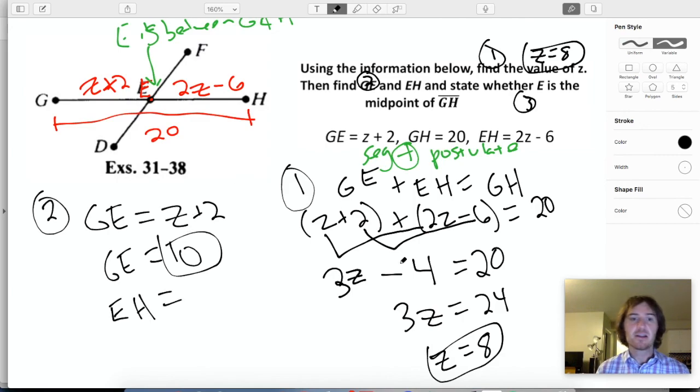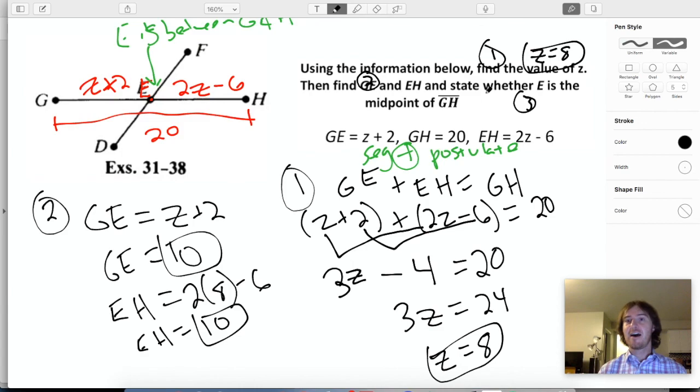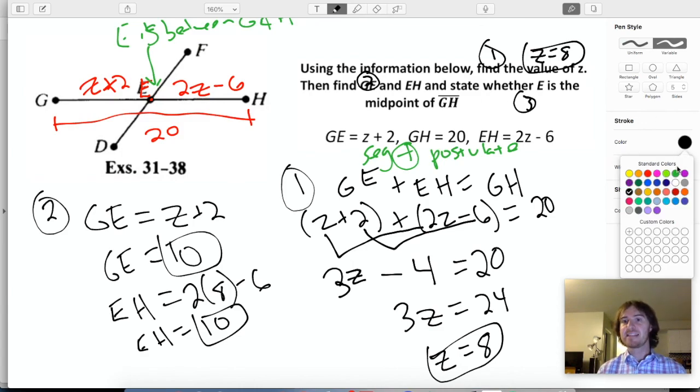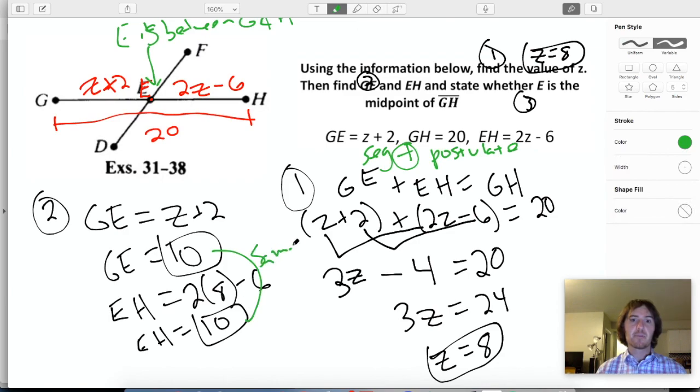And let's make this nice and quick and just do EH in our heads. Z is 8. Oh, let's not do Z in our heads. We'll do 2 times Z, which is 8, minus 6, okay? Because notice here, EH equals 2Z minus 6. So EH is going to equal 2 times 8 is 16, minus 6 is 10. And, ooh, interesting. I see what they did there. We got the same numbers. These are the same. So GE equals EH.